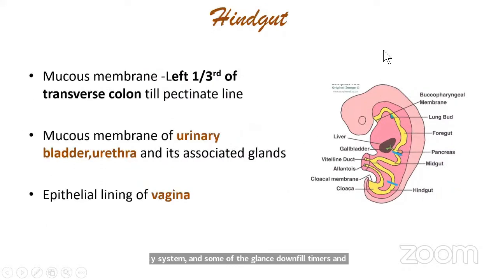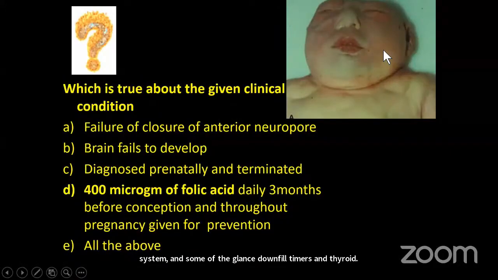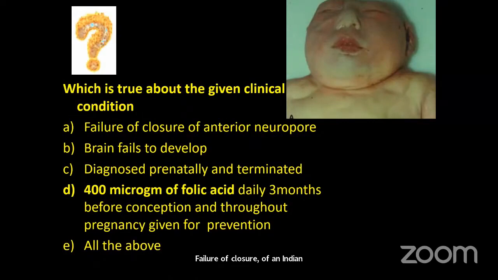Now coming to which is true about the given clinical condition. Can someone say what is the clinical condition? Failure of closure of anterior neuropore, brain fails to develop, diagnosed prenatally. Yes. So the answer is all the above. It is failure of closure of anterior neuropore, brain fails to develop, diagnosed prenatally, and just 400 microgram of folic acid can prevent it.